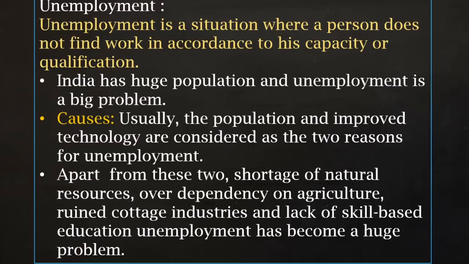Usually, the population and improved technology are considered as the two reasons for unemployment. The growing population and the ever improving technology. These two aspects have been considered as the two main reasons for unemployment. Apart from these two, there are other reasons for unemployment also, such as shortage of natural resources, and excessive dependency on agriculture.